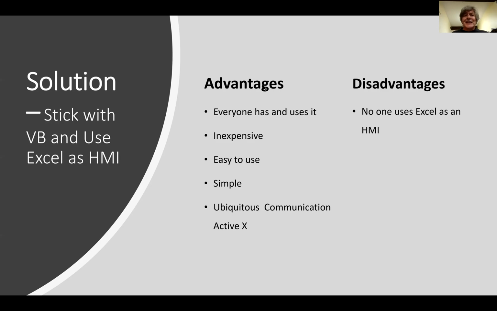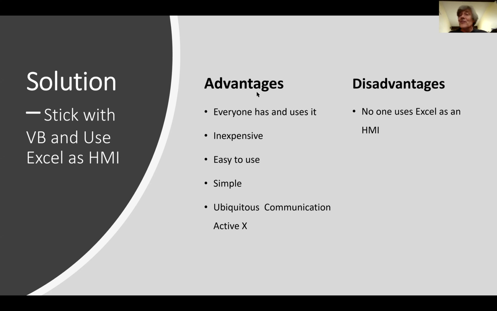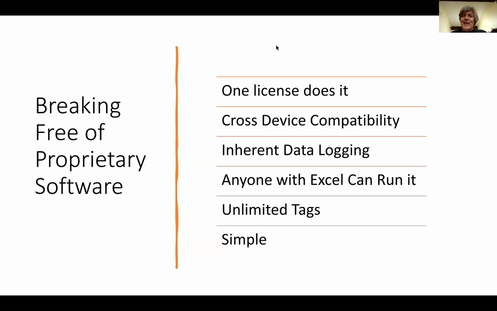And so we started thinking, because the thing about all of these HMIs, they all export to Excel. So we decided, well, why don't we stick with VB and just use Excel? It has a lot of advantages. First of all, everybody has it, and it's inexpensive, easy to use, simple, and has a whole bunch of add-ons you can add for taking data from remote locations and sticking it in Excel. The big disadvantage with using Excel as an HMI is that nobody's using it, and that was one of the things that we couldn't figure out. In fact, I don't think anybody's using it except for us. But there are so many different things that were advantageous in going to Excel.